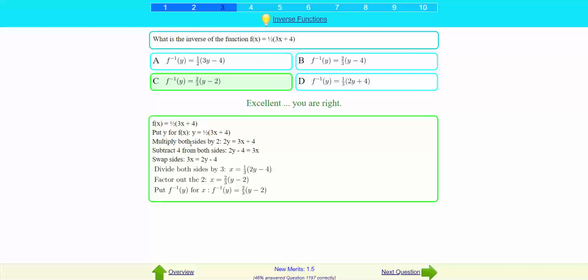It's all done algebraically. So we've got the 3x would equal 2y minus 4, and then divided by 3 to get the x on its own. You'll have x equal 2/3, and then you take the 2 being a common factor here. So it's 2/3 multiplied by y minus 2, and that's basically it.